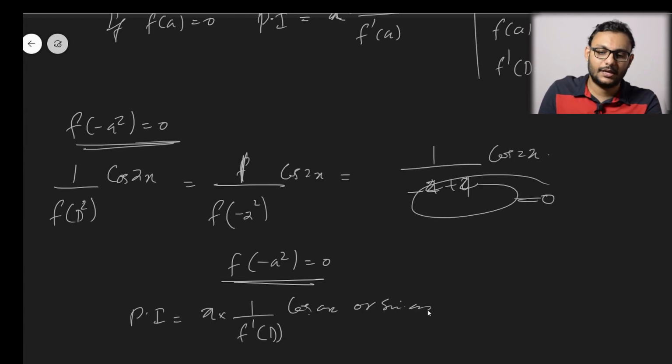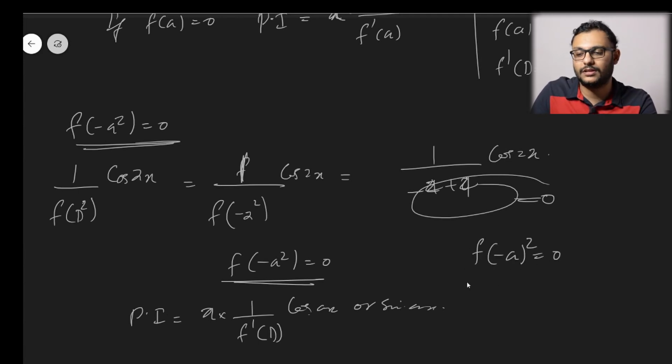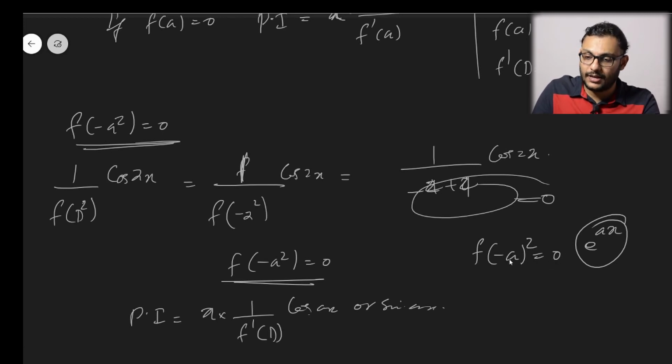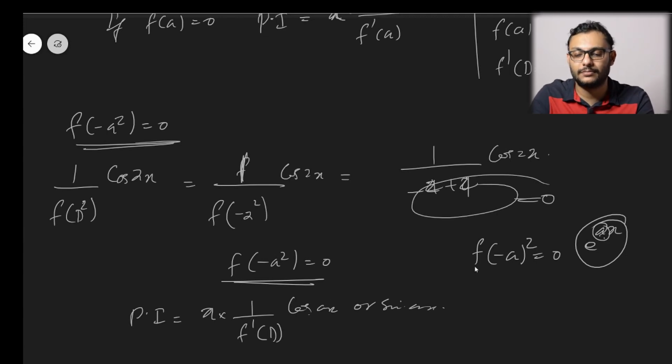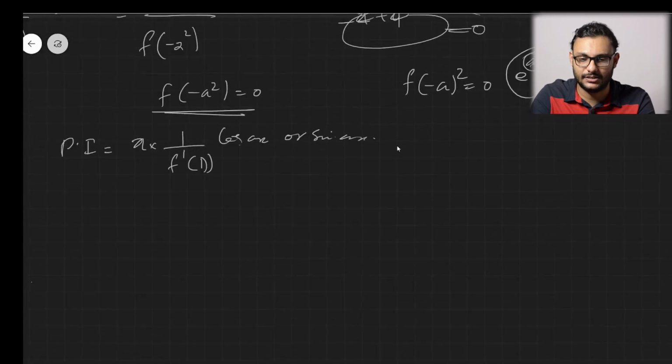Keep in mind that we are not substituting the value of a or a square in this particular expression. That is, for f of minus a square equal to 0, when the denominator becomes 0, we have to take the derivative just like for the function e raised to ax. We encountered it in the earlier problem. But instead of substituting the value of a, we have to do another mathematical operation, that is integration.